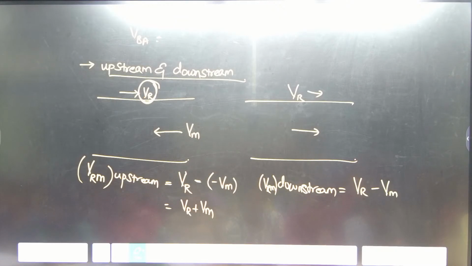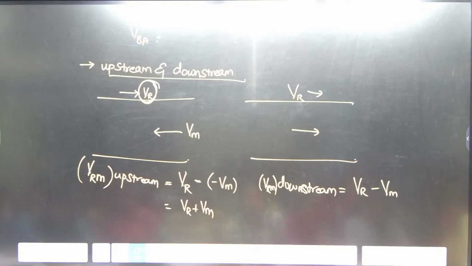So upstream is nothing but, this is the river direction, I am coming against the river, I am going upside. For example, when you are climbing the stairs, your energy will get lost, but when you are coming down you can easily come down, yes, no? Similar to this, this is the velocity of the river, velocity of the man. Upstream means coming against the river, downstream means going with the direction of the river.